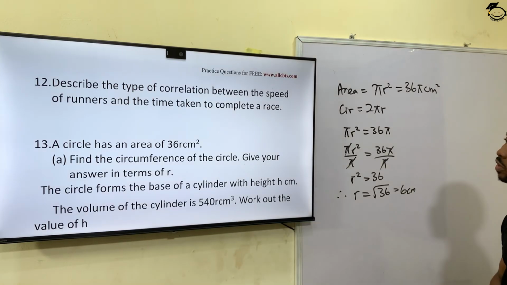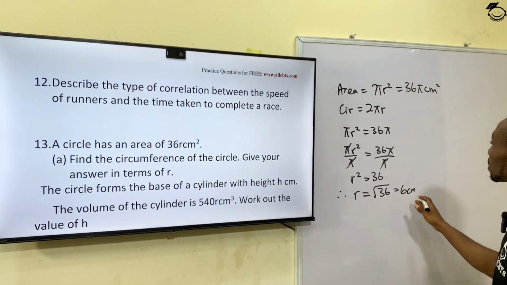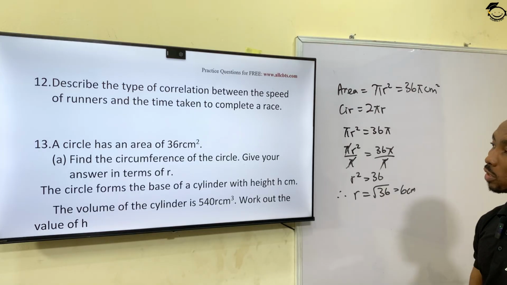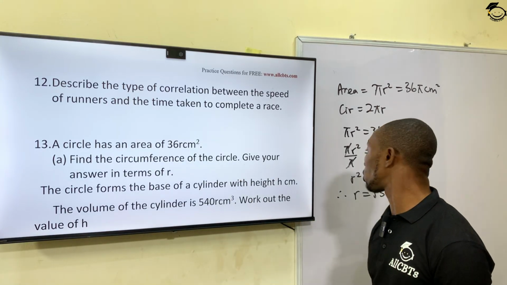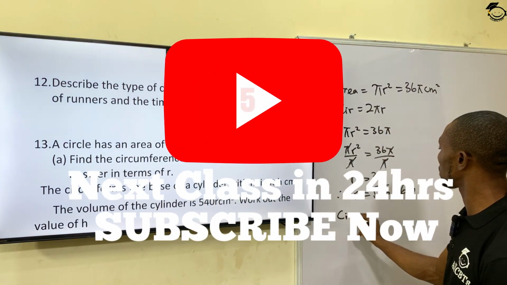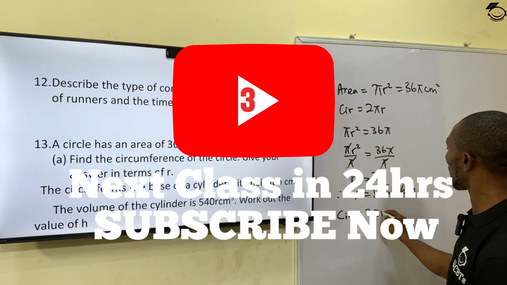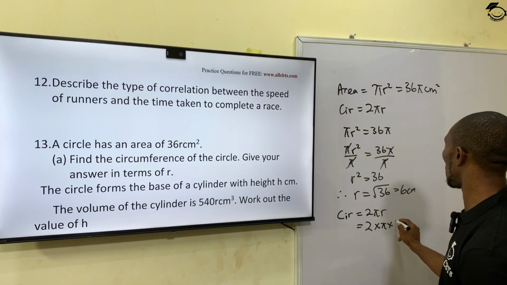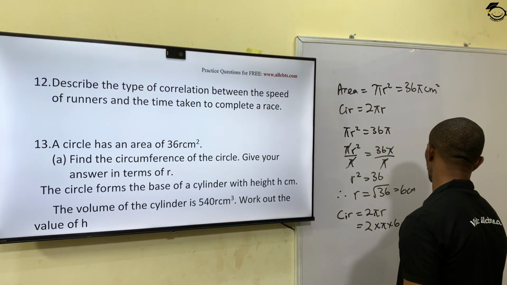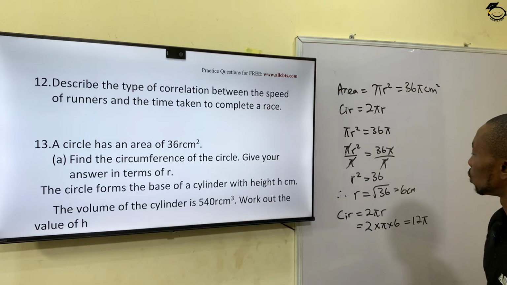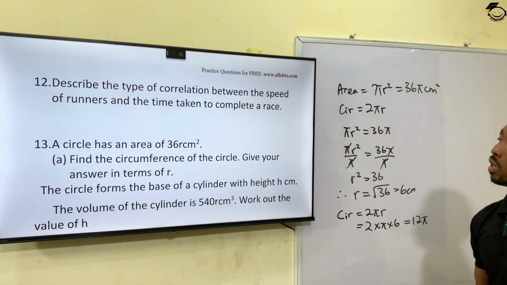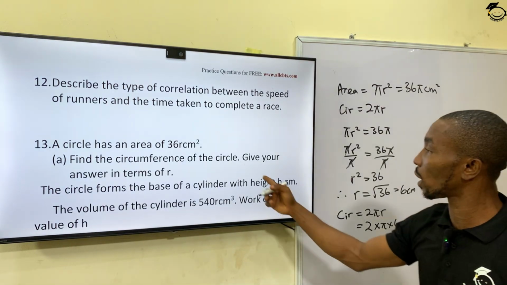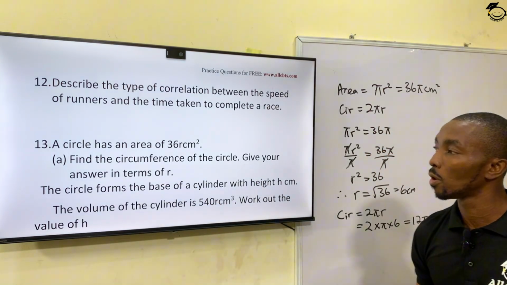So the radius of the circle would be 6 centimeters. Now, for us to find the circumference of a circle, we know that our circumference equals 2 pi r, which is going to be 2 times pi times 6, which gives us 12 pi. So our circumference of the circle is 12 pi, since we are asked to leave it in terms of pi.